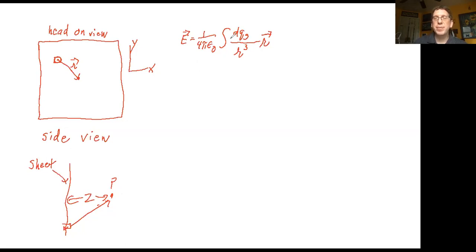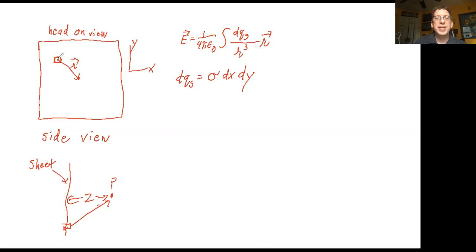Well, first let's do dqs. dqs is equal to this charge density sigma multiplied by the element of area, which is dx dy. So again, it's two-dimensional. So the charge density, the charge per unit area, multiplied by the differential element of area. And then we want our r vector.